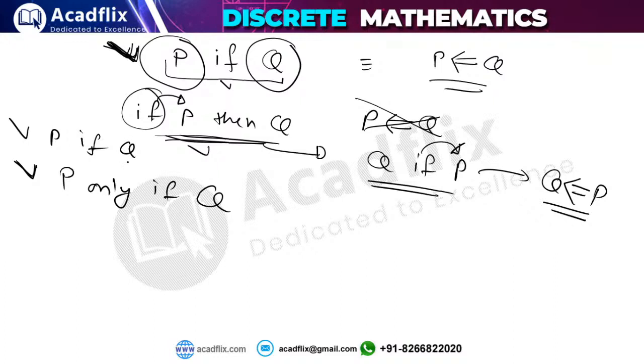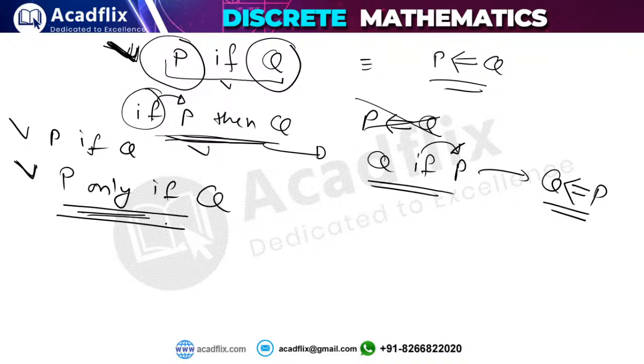But P only if Q means I am teaching discrete mathematics only if my name is Deepak Punya. So you can see there is a difference here. Basically, if my name is not Deepak Punya, then I cannot teach discrete mathematics. Because this only if is a different thing. This only if is some mandatory situation, some necessary situation. It is saying P only if Q.